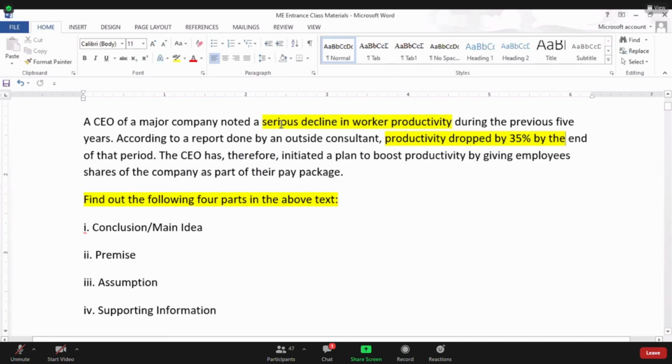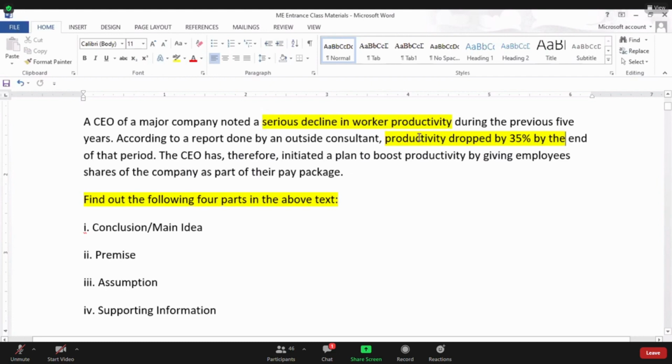In the first one, what do we have? The second one explains the first one. Exactly, yes. That is what I mean. Productivity dropped by 35%. Here the data is given. And what do the data do? The data explain. So this is the data: productivity dropped by 35% by the end of that period. So this explains the first one. So the first one is the premise, and the second one is supporting information.